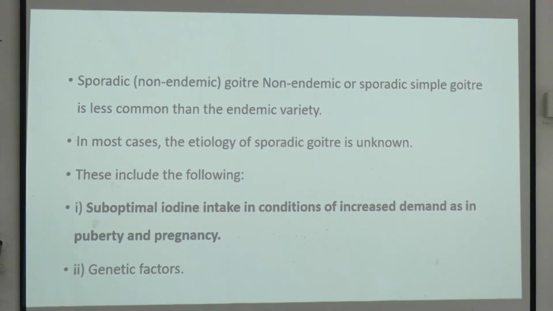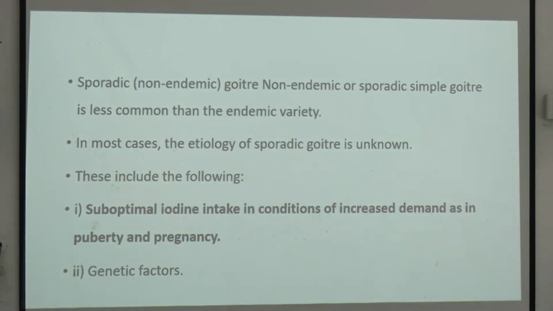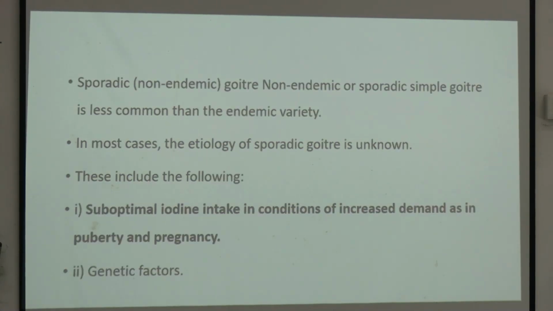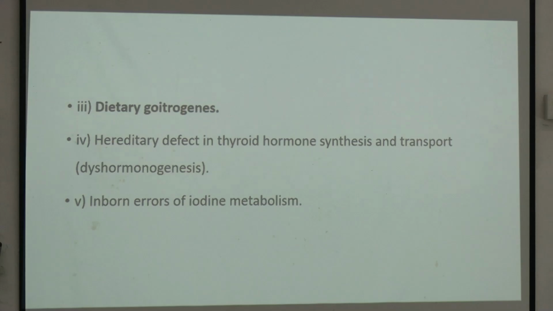Now, sporadic or non-endemic goiter. Non-endemic or sporadic simple goiter is less common than the endemic variety. In most cases, the etiology of sporadic goiter is unknown. This includes the following: suboptimal iodine intake in conditions of increased demand, as in puberty and pregnancy, then genetic factors, dietary goitrogens, and hereditary defect in thyroid hormone synthesis and transport, that is called dyshormonogenesis, an inborn error of iodine metabolism. Among these, suboptimal iodine intake and dietary goitrogens are the two most important causes.